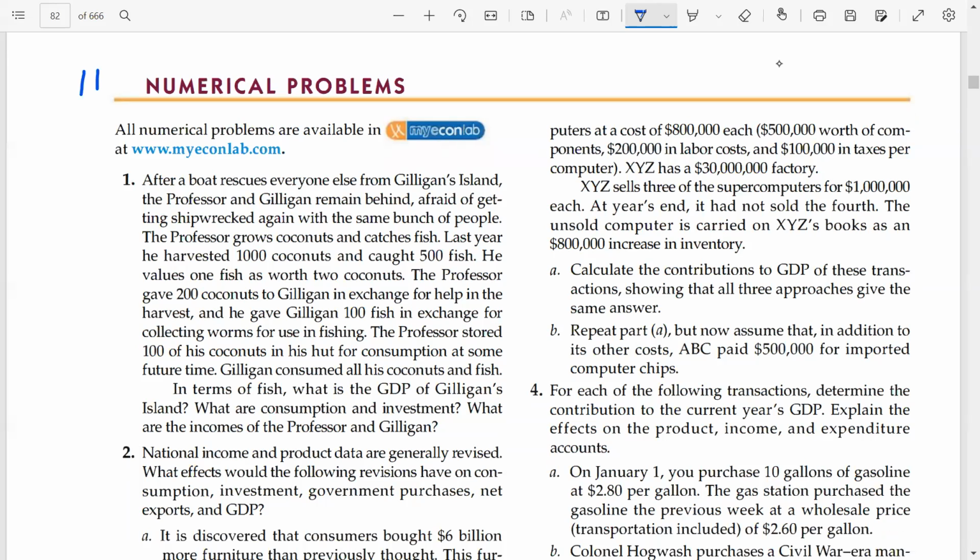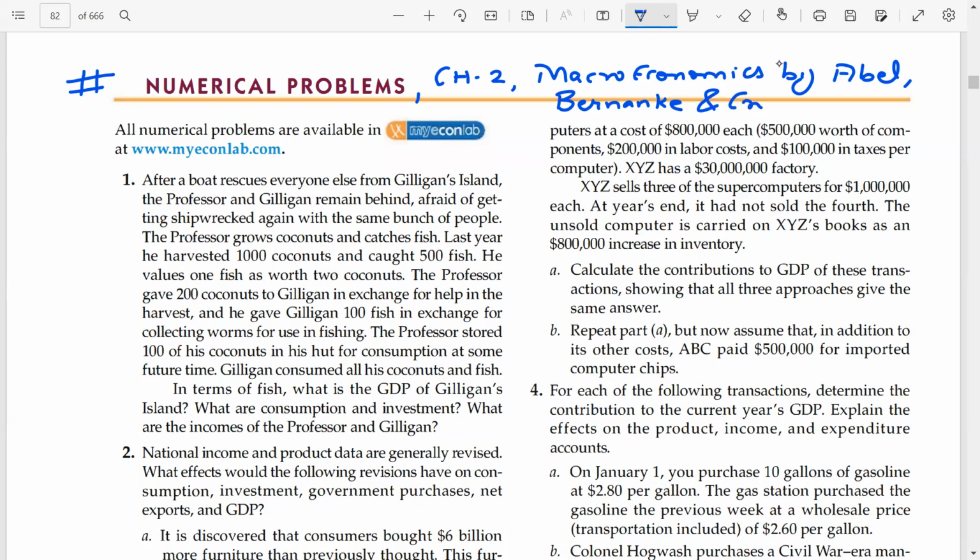In this particular lecture, I intend to start with the discussion of the numerical problems from chapter 2 from the book Macroeconomics by Abel, Bernanke, and Kumaar. So let's start with our discussion of the numerical problems.